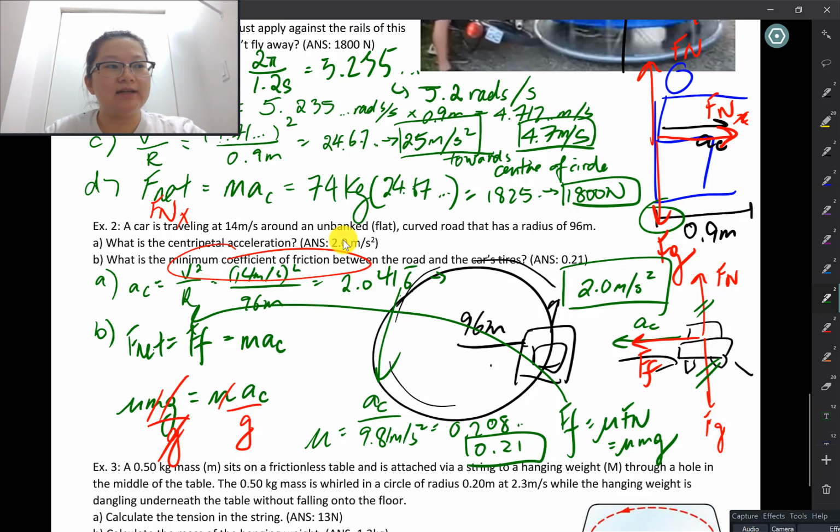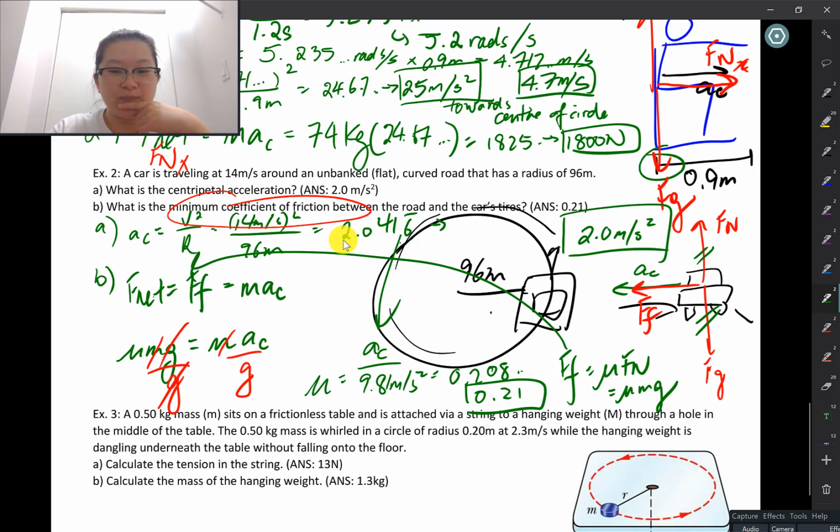Woohoo! This is a very classic example of horizontal circles. Make sure you fully understand this problem, because it may come back in any shape or form. Alright, so good work, and we got one more example to go.